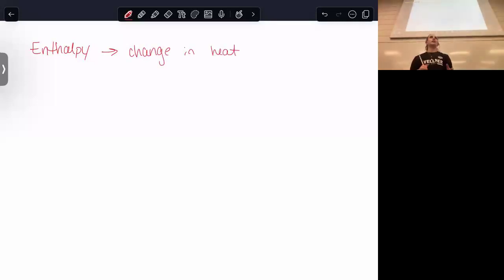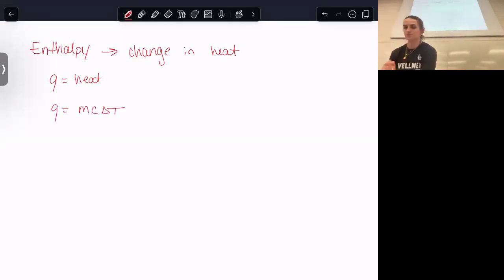And how do we define heat? What's the letter that we use for heat in this class? Q. Yep. Okay, Q is going to be our heat. So what equations do we know with Q? What have we learned so far? Yep. So we have Q is equal to MC delta T.